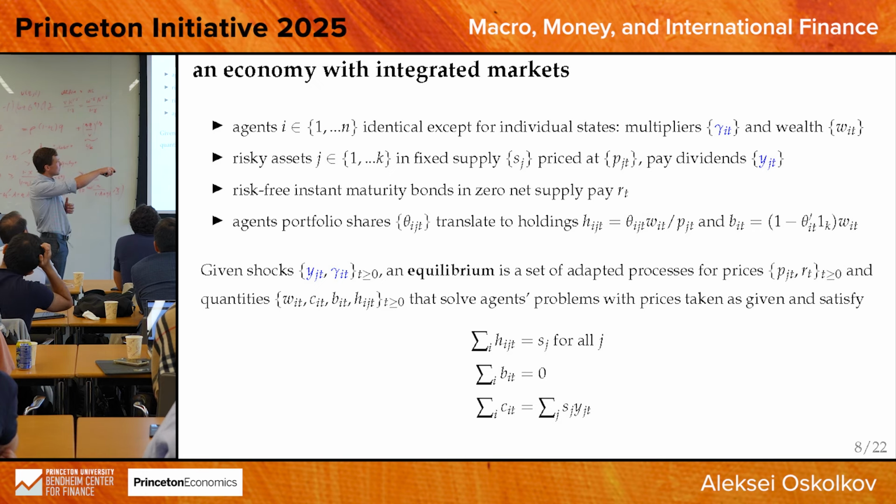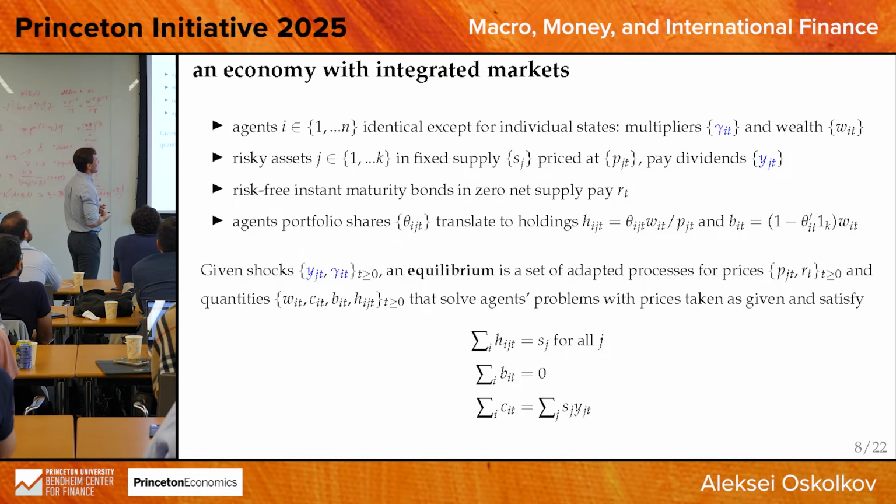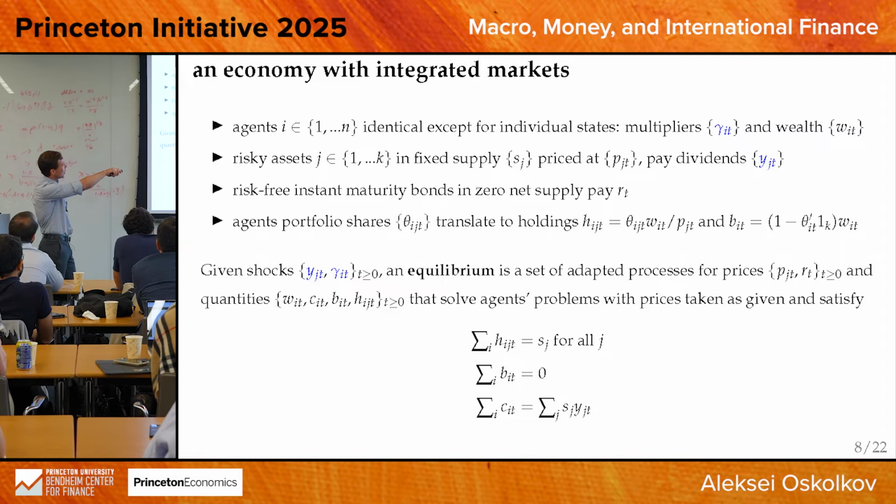But now, as the J's are going to be fixed, the prices of assets in equilibrium are going to be PJTs, and they pay dividends YJTs. This is highlighted in blue because it's exogenous. So this is the second exogenous variable in this economy, the second exogenous vector. The interest rate is endogenous, going to be determined in equilibrium.